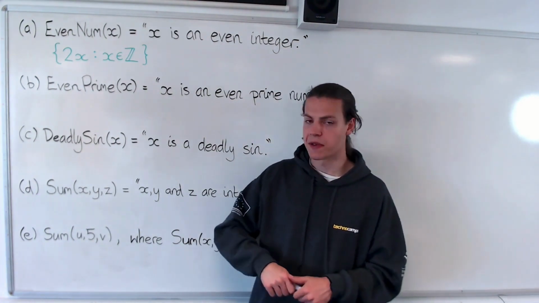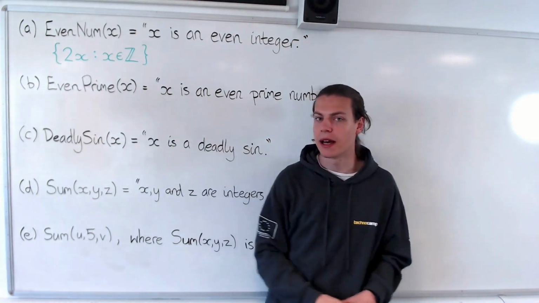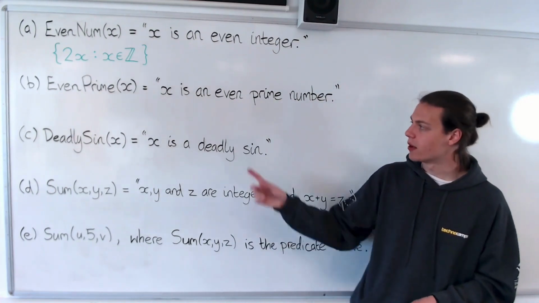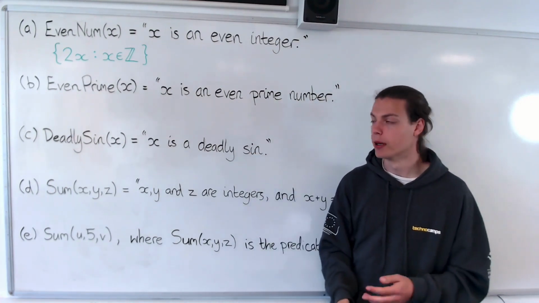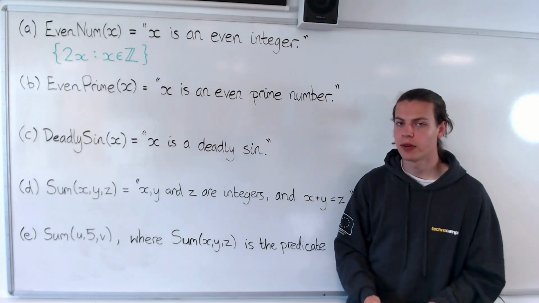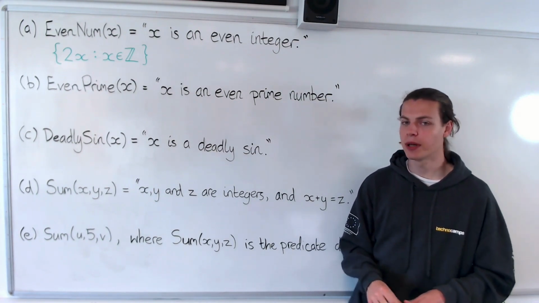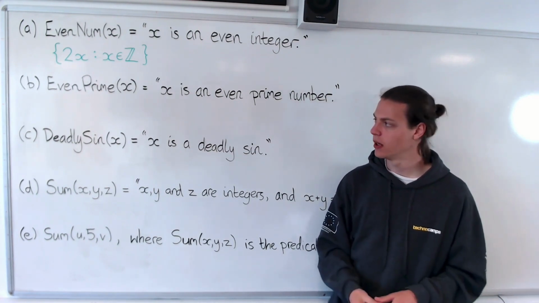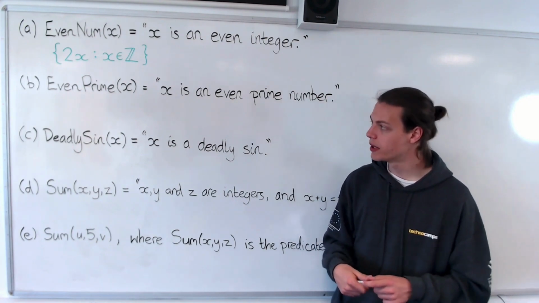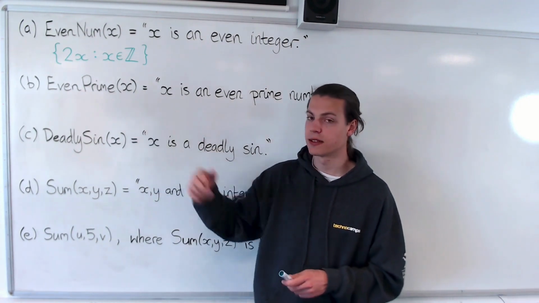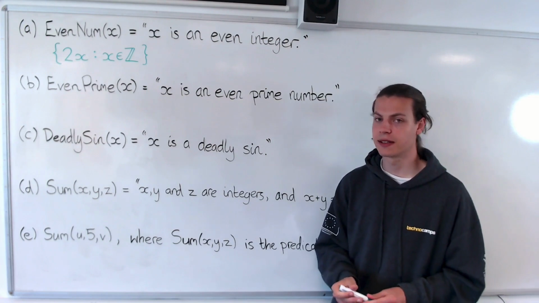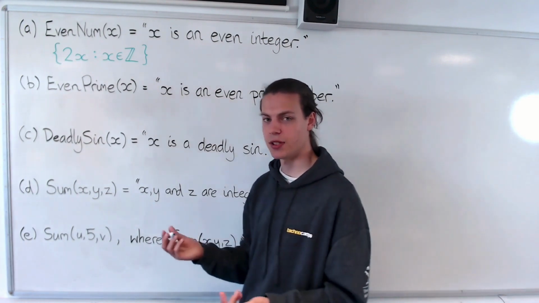Right. Next, we've got the predicate even prime x, which stands for x is an even prime number. Now, there is only one even prime number, and that is 2. So that is the only number for which this predicate is true. And so the truth set consists of just one element, 2.